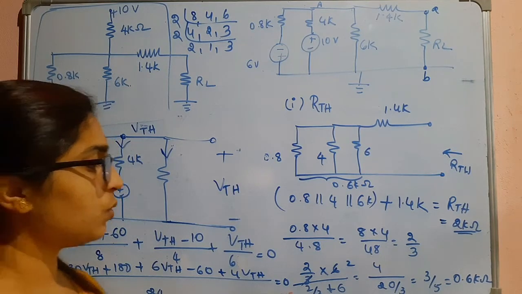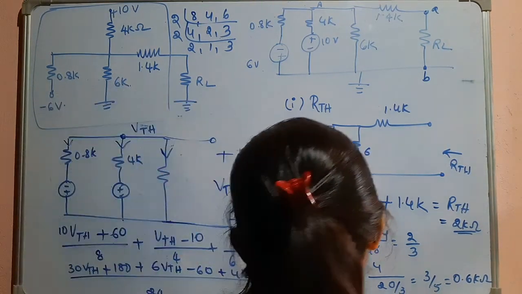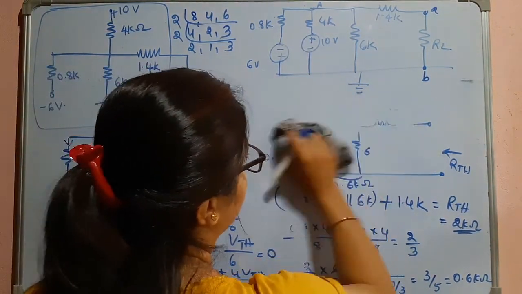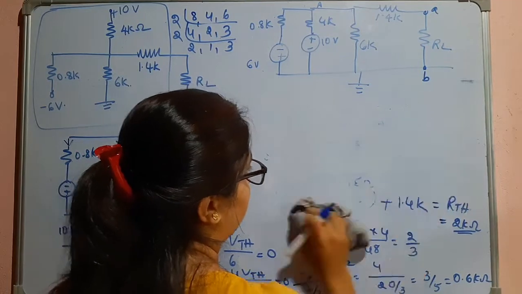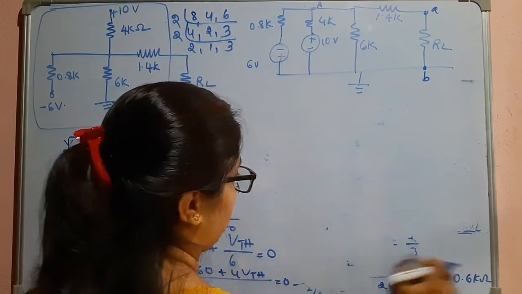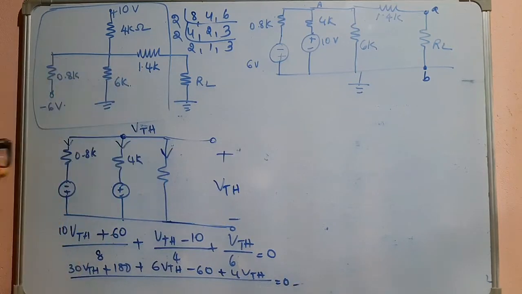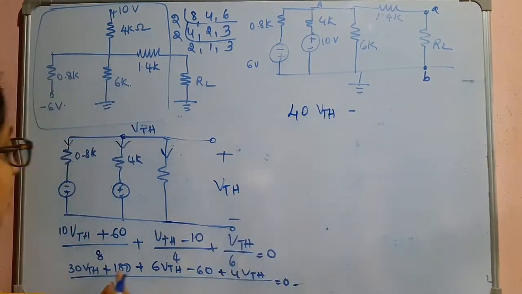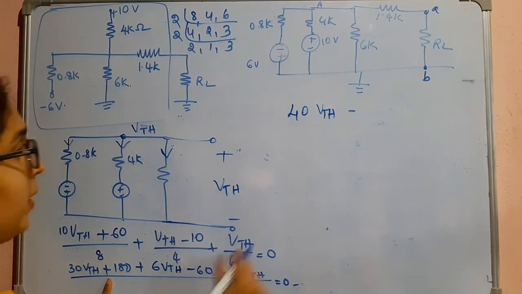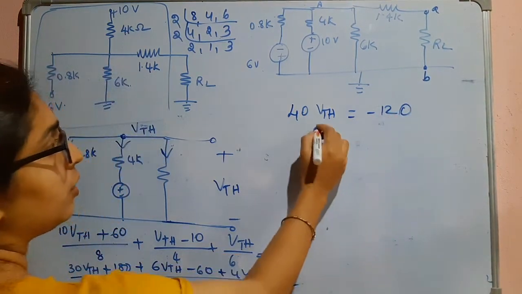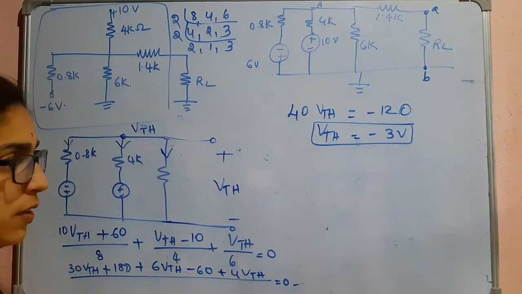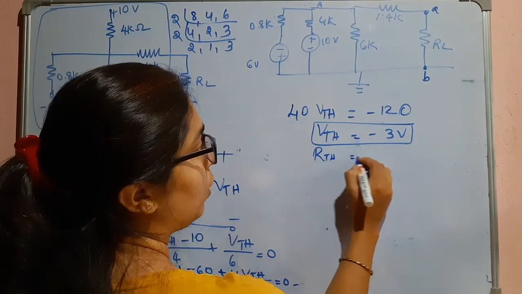If this goes to the right hand side, we are going to get 0, so I will take the 24 out. See here, 30 plus 6 is 36, 36 plus 4 is 40 VTH. 180 minus 60 is 120, that goes to this side. VTH is equal to minus 3 volts. RTH is equal to 2 kilo ohms.